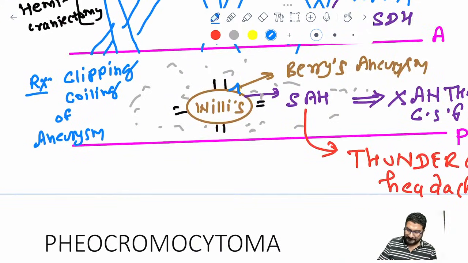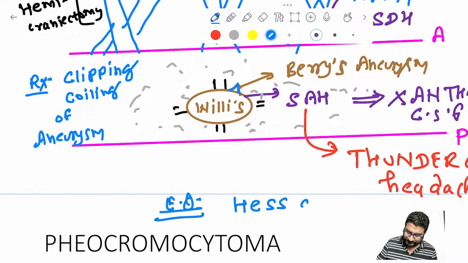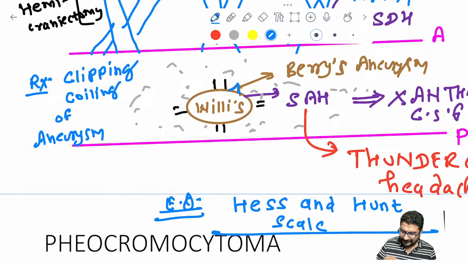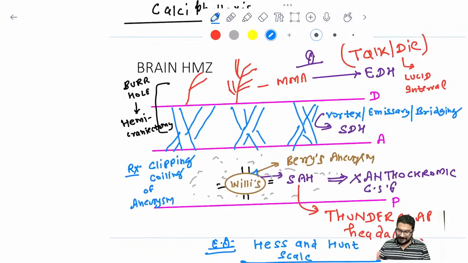Just one more thing they can ask you, this is an expected question. We have a scale called the Hess and Hunt scale. And remember, the Hess and Hunt scale is done for subarachnoid hemorrhage. Done? So this is about your brain hemorrhage.